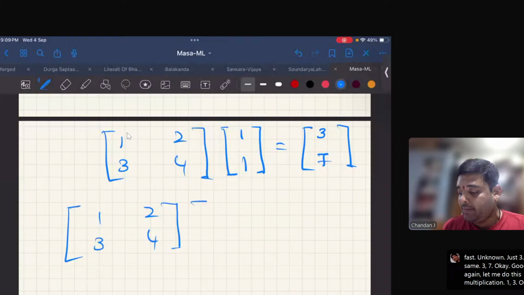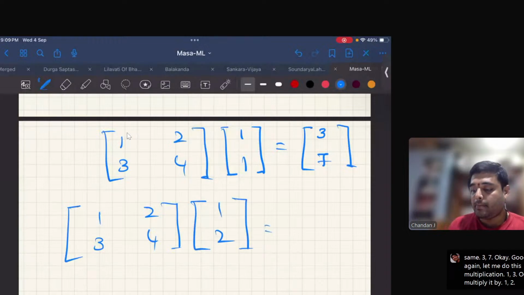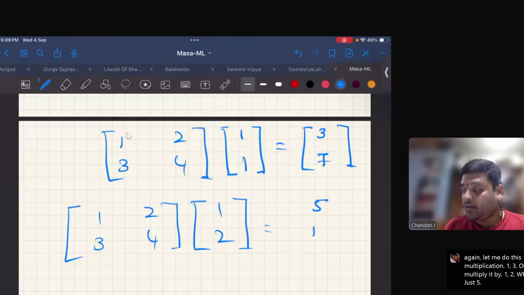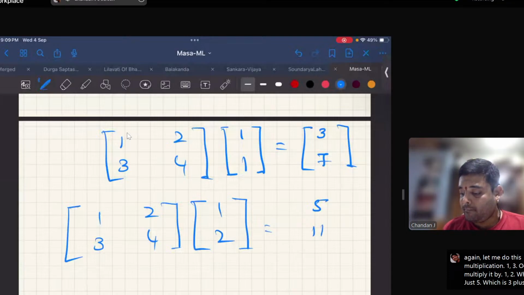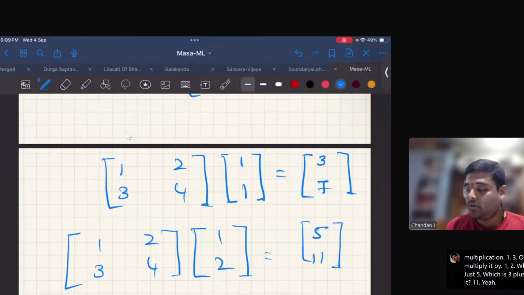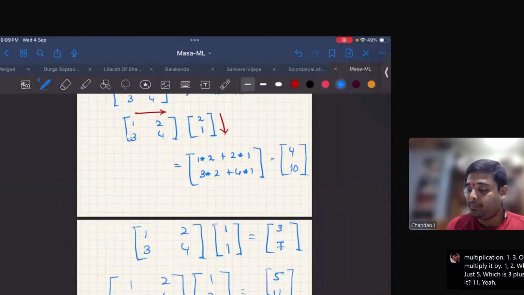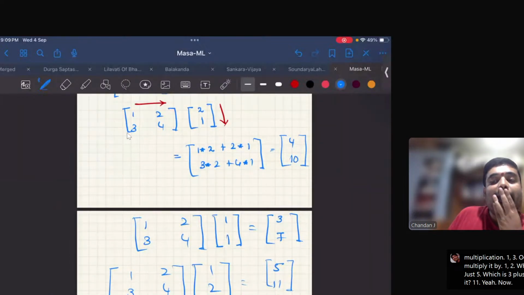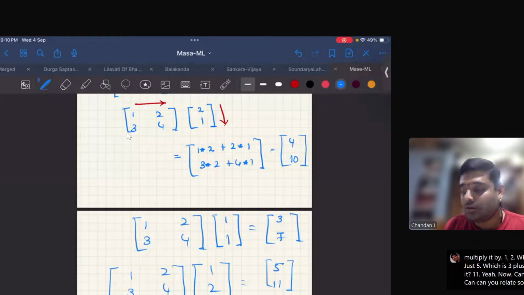Now again, let me do this multiplication. 1, 3, 2, 4. Let me multiply it by 1, 2. Now what is this? This is 5. This is 3 plus 8, 11. Now, can you think? Can you relate something? What is happening here?